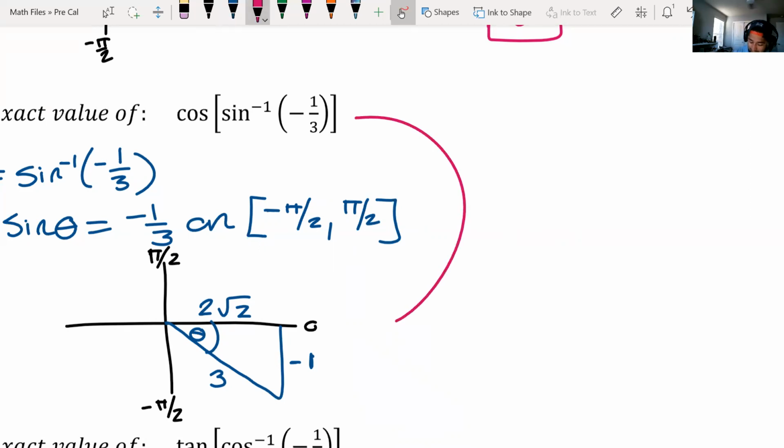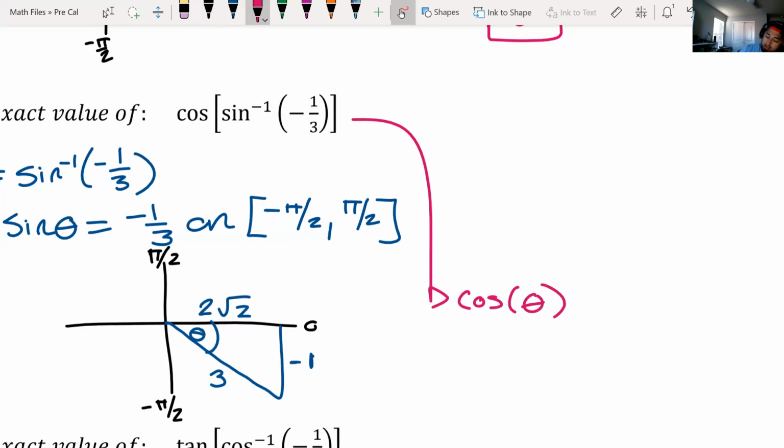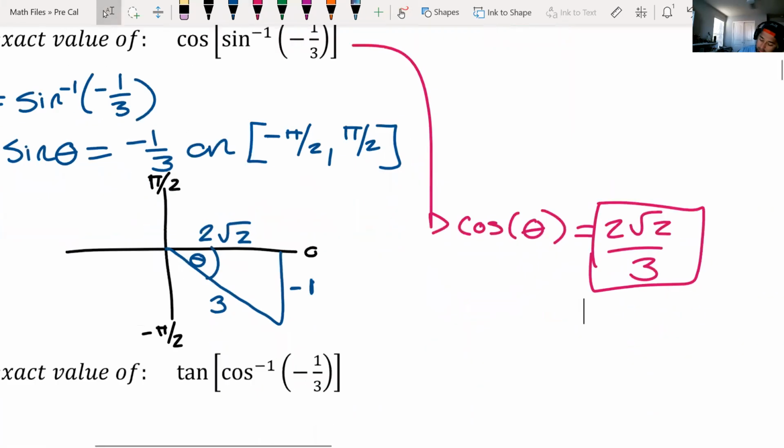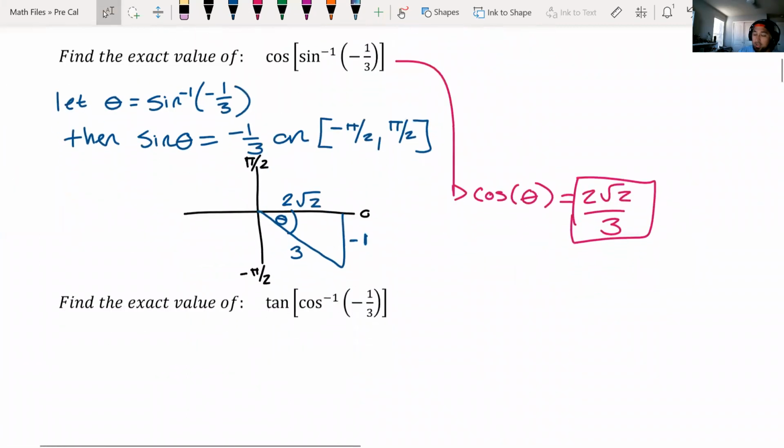Okay. All right. So then we come back to this substitution, and you'd get cosine of theta. And what is the cosine at this value of theta? 2 square root of 2 over 3. There it is. Yeehaw. Any questions on that one?